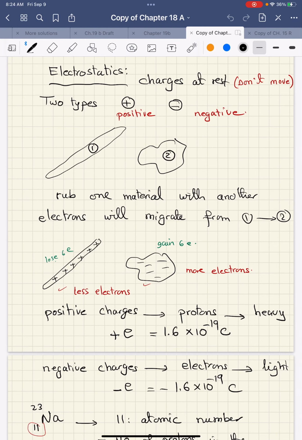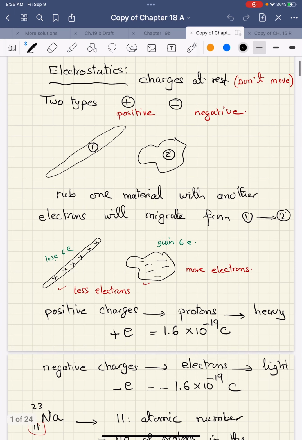Hi, good morning. I want to talk a little bit about chapter 18 here, and this is going to be the first part of it. We are going to talk about electrostatics, and electrostatics means charges at rest. They don't move. When we start talking about charges that move, we are going to talk about electricity.